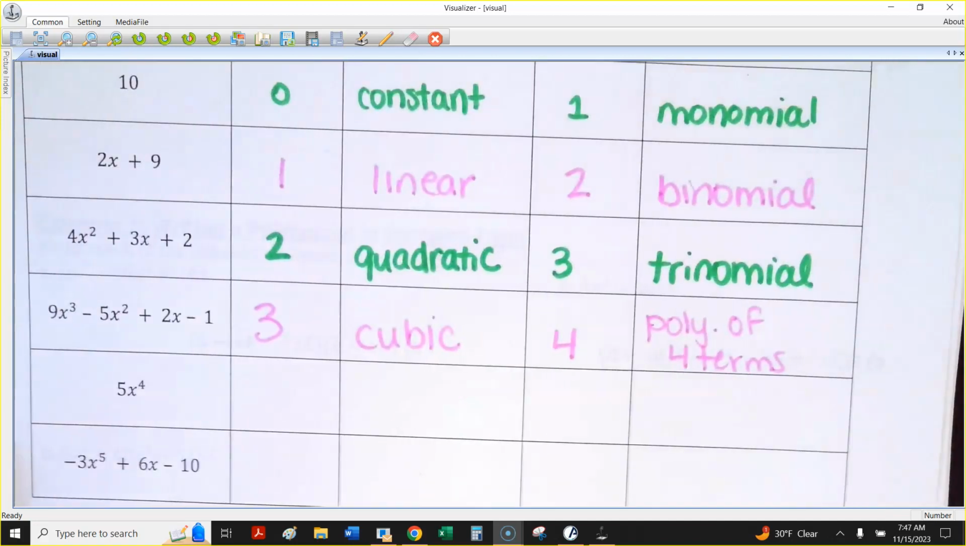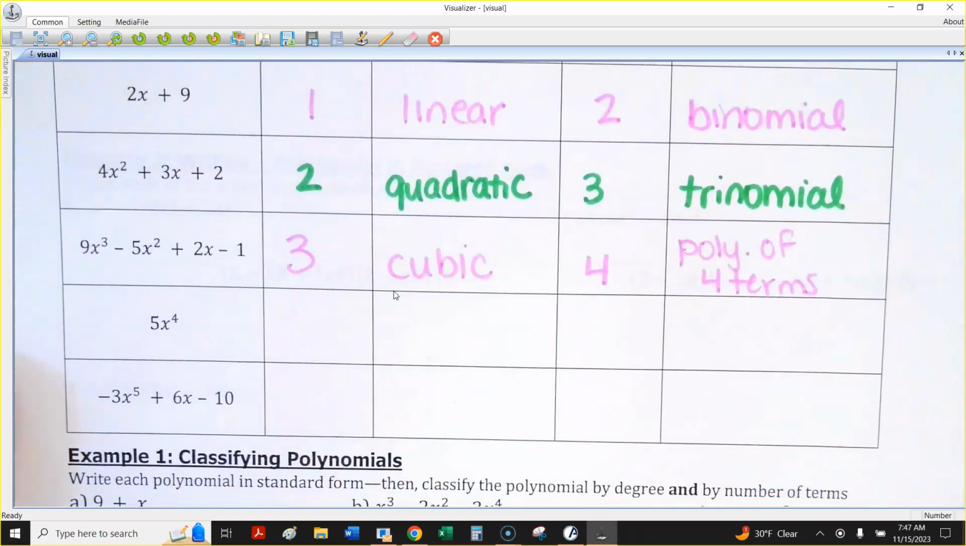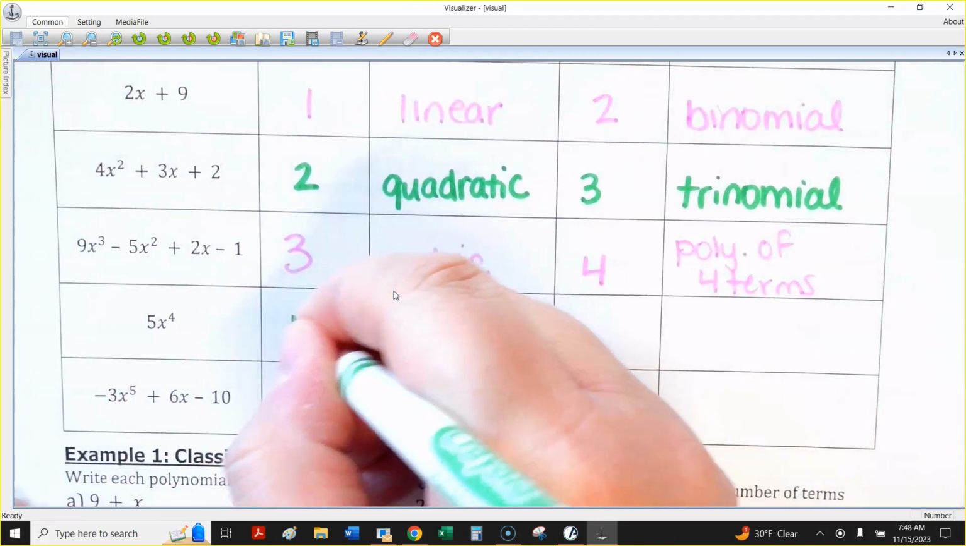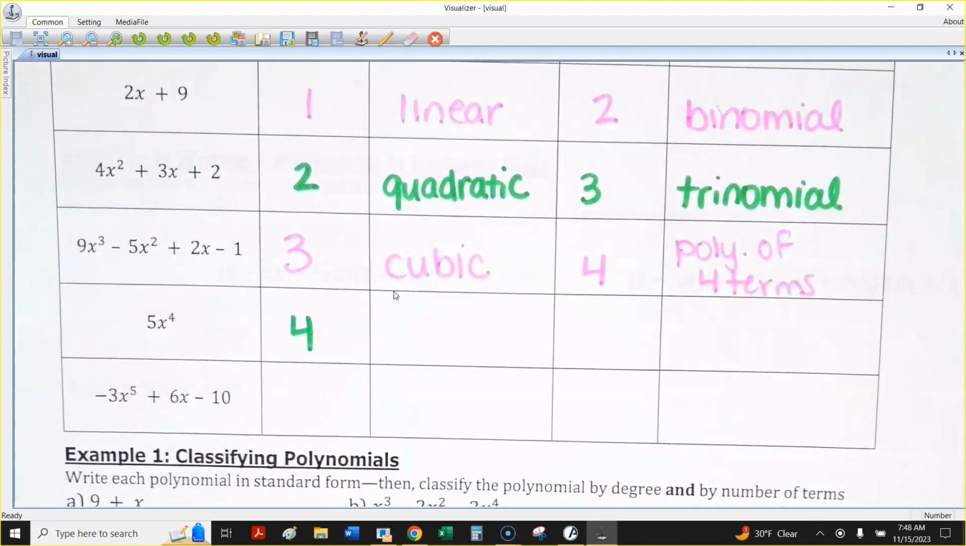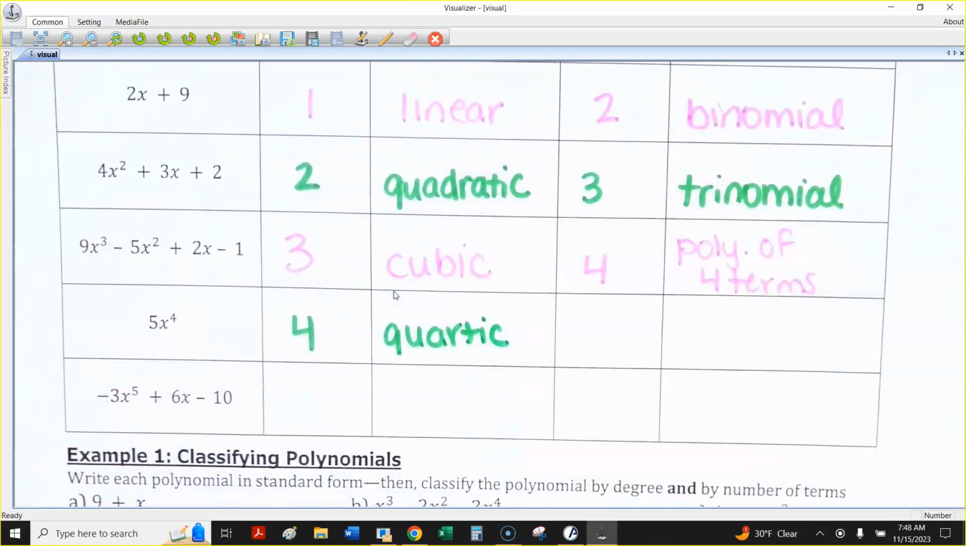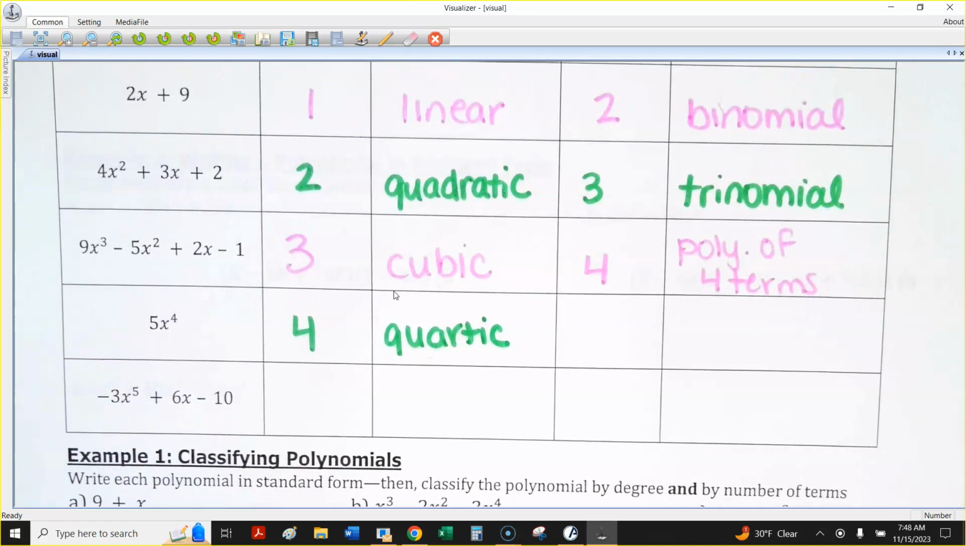All right, now I don't know that we've talked about these at all. The highest power here is 4. Does anybody know what a 4th degree polynomial is called? I don't know if you guys would have ever seen that before. It looks similar to quadratic. It's called quartic. And the way I remember that is there's 4 quarters in a dollar. So I think 4th power is quartic. It kind of looks like the word quarter.